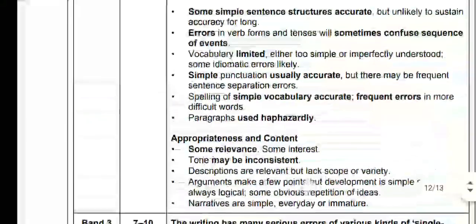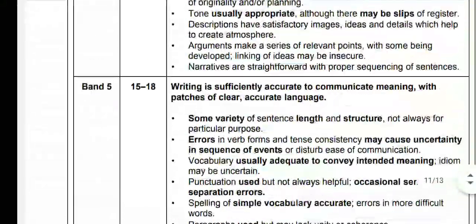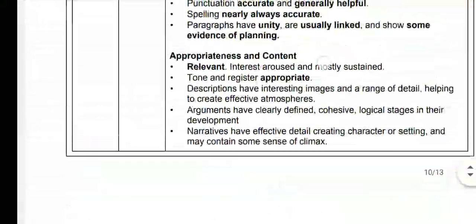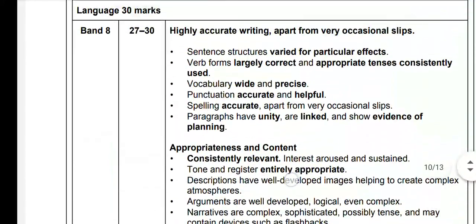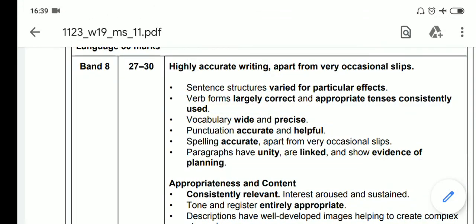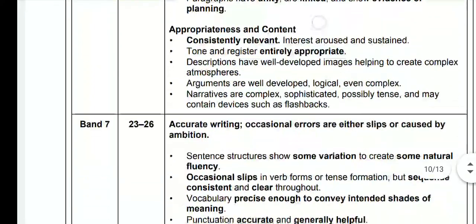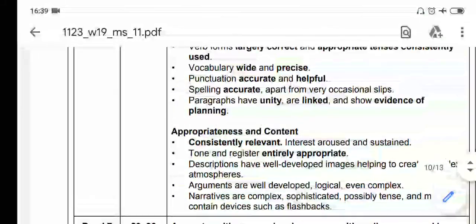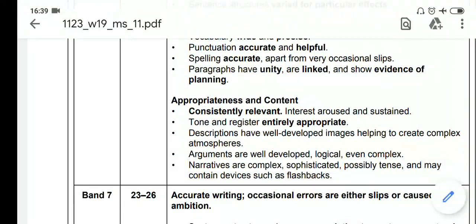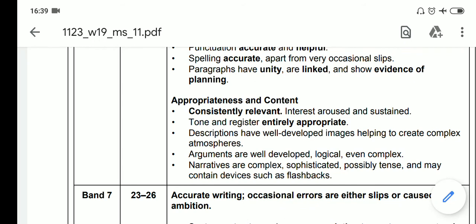But your target is to fall in the highest band. If not in the highest band, then make sure that you do not go below band 7, and that your language is either highly accurate or accurate writing. But also keep this in account, that narratives are complex, sophisticated, possibly tense, so try to create some tense situations, and may contain devices such as flashbacks.